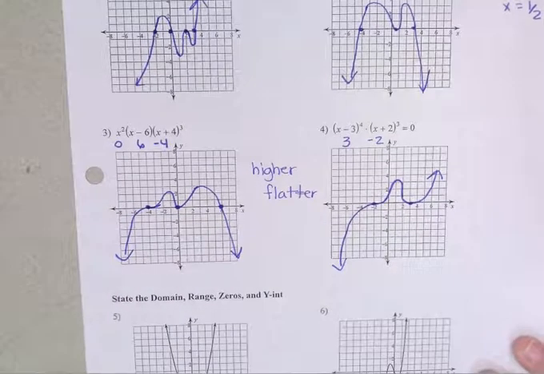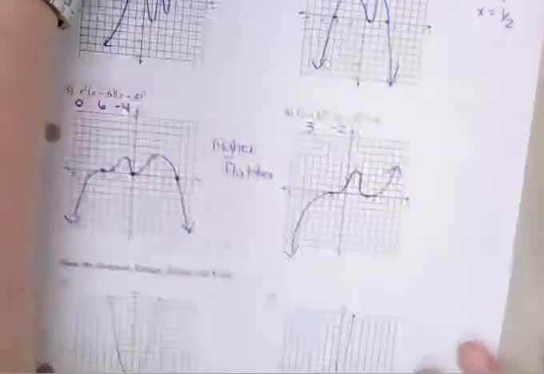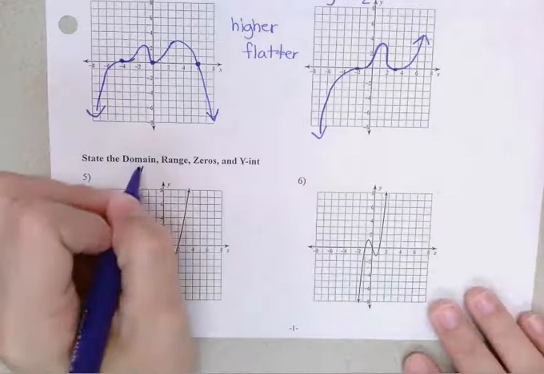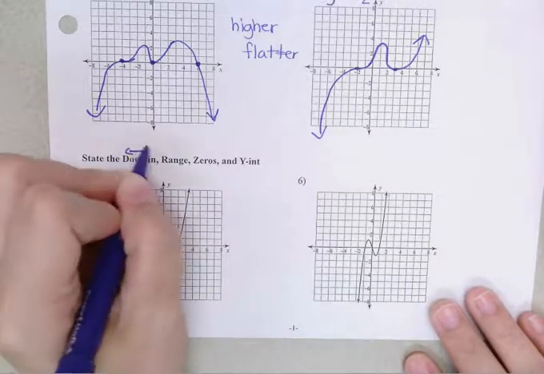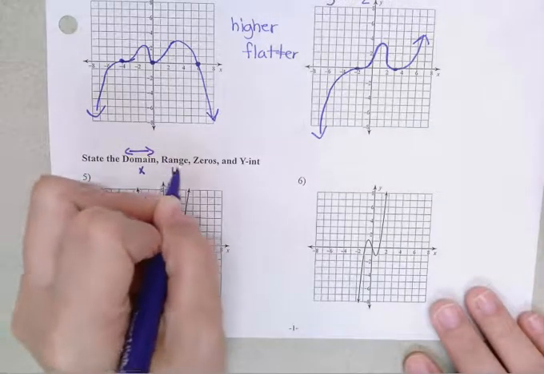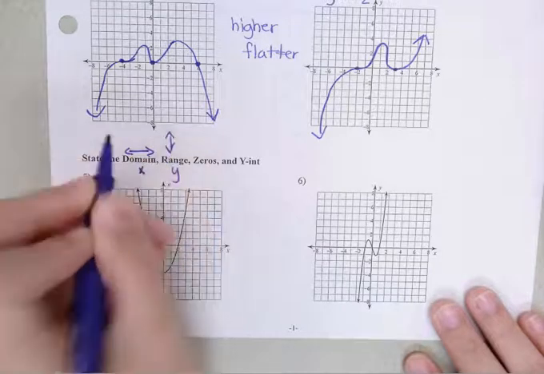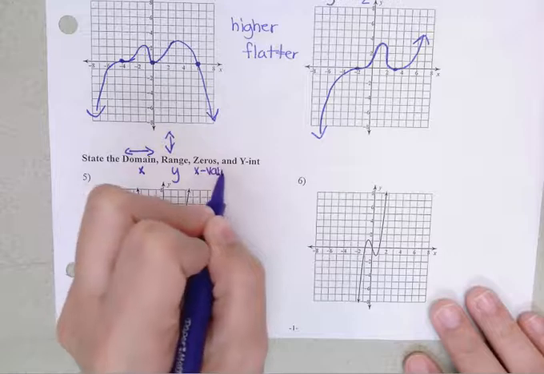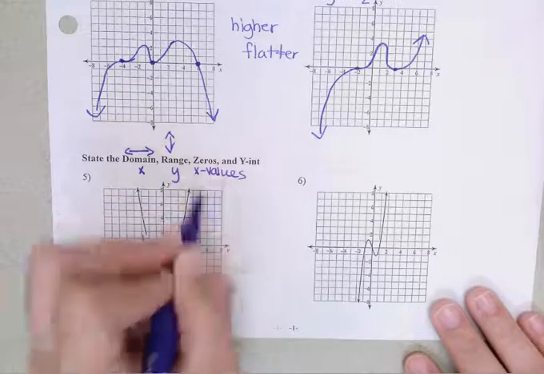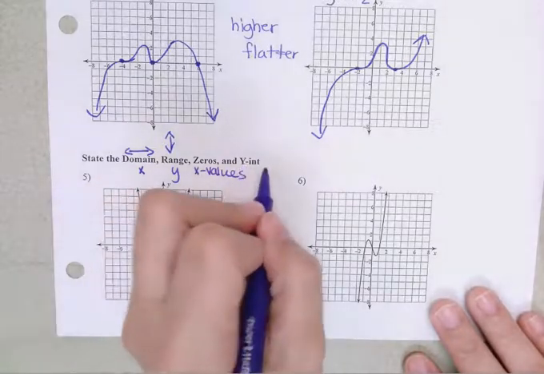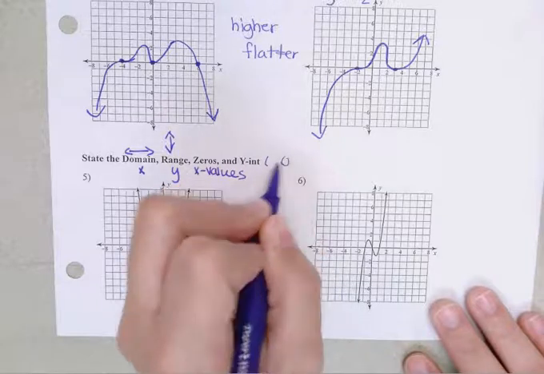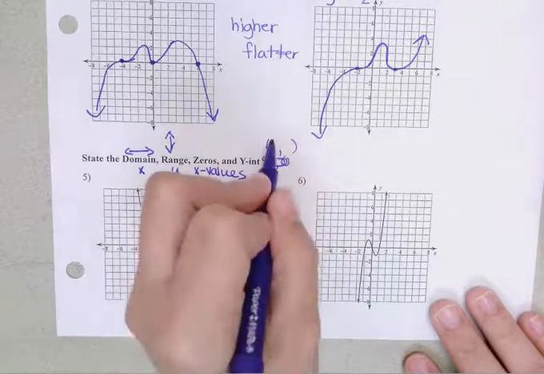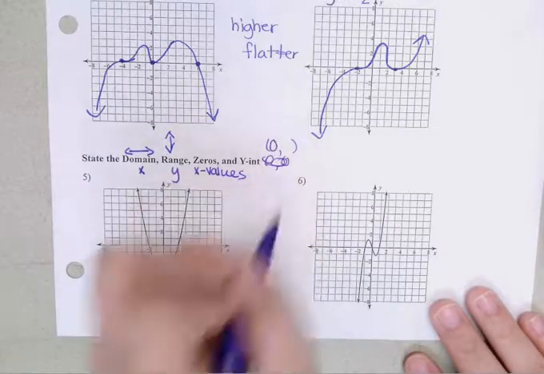On this part, we're just talking about domain and range. Okay, please remember your domain is your x values, so that's left to right. Your range is your y values, up and down. Your zeros are your x values, which is where that crosses the x-axis, and then your y-intercepts. Remember that your y-intercept is written as a point, and the x value is always 0.